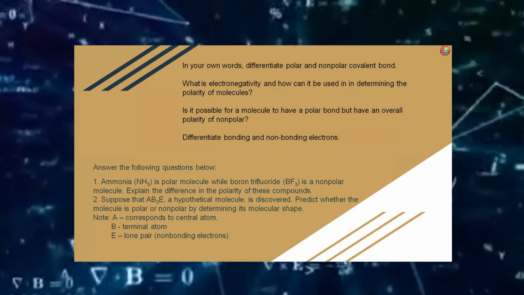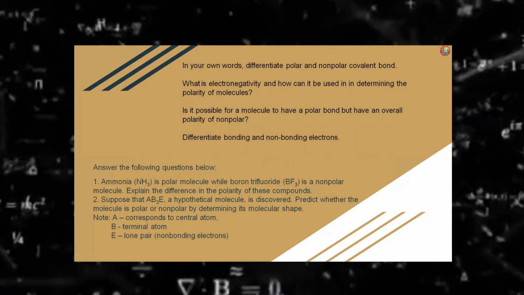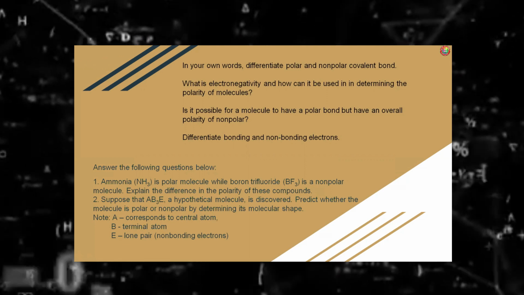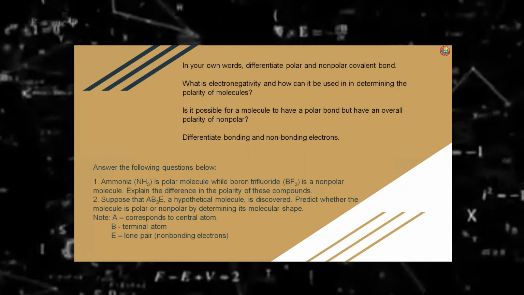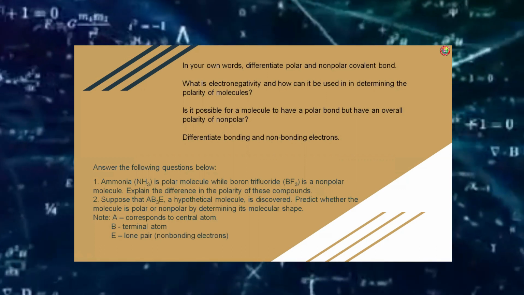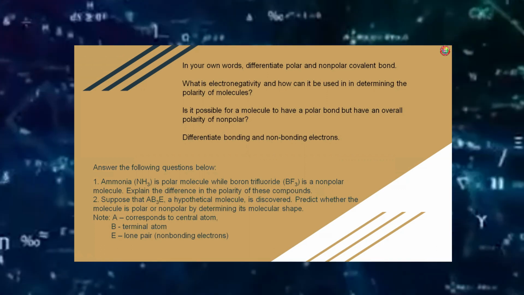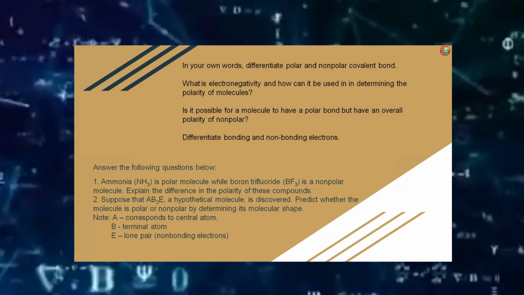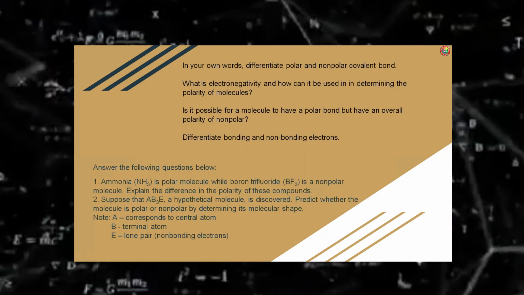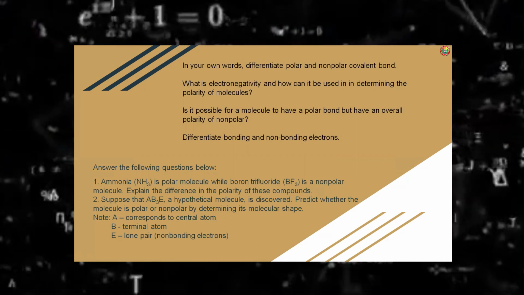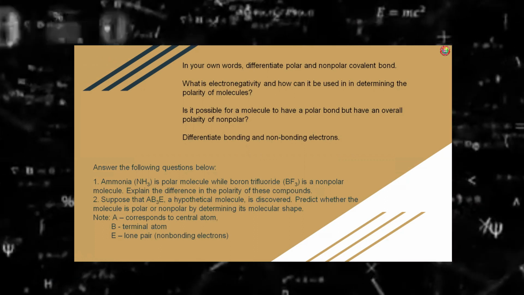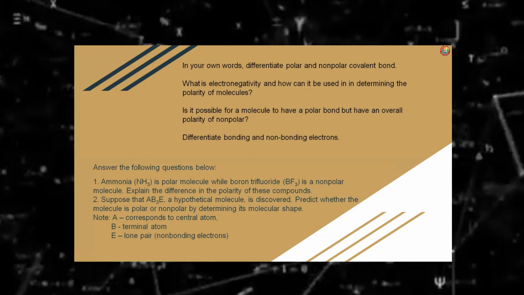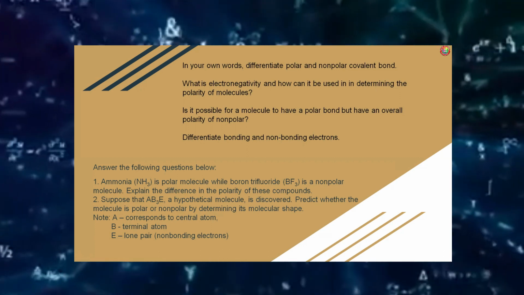Another one, answer the following questions below. 1. Ammonia is a polar molecule while boron trifluoride is a nonpolar molecule. Explain the difference in the polarity of these compounds. Number 2. Suppose that an AB3E hypothetical molecule is discovered. Predict whether the molecule is polar or nonpolar by determining its molecular shape. Note, A corresponds to the central atom, B to the terminal atom, and E is a lone pair or non-bonding electrons.